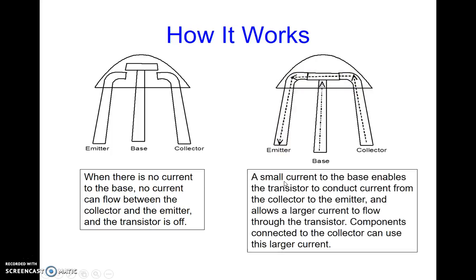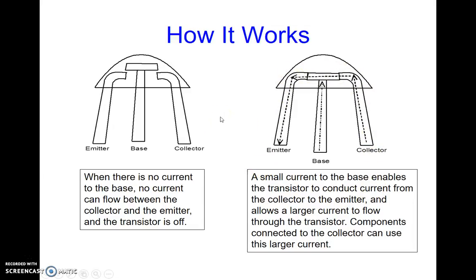Okay, so kind of a complex component. Okay, so a small current to the base enables the transistor to conduct current from the collector to the emitter and allows a larger current to flow through the transistor. Okay, components connected to the collector can use this larger current. So once again, like I said, it's kind of tough to think about, but you need just a teeny tiny bit of electricity to go up this way and hit this base. And once it does, it drops down, and then you can have a ton of electricity sitting here waiting, and that'll flow through, it'll rush through, okay, to whatever component you need to power up.